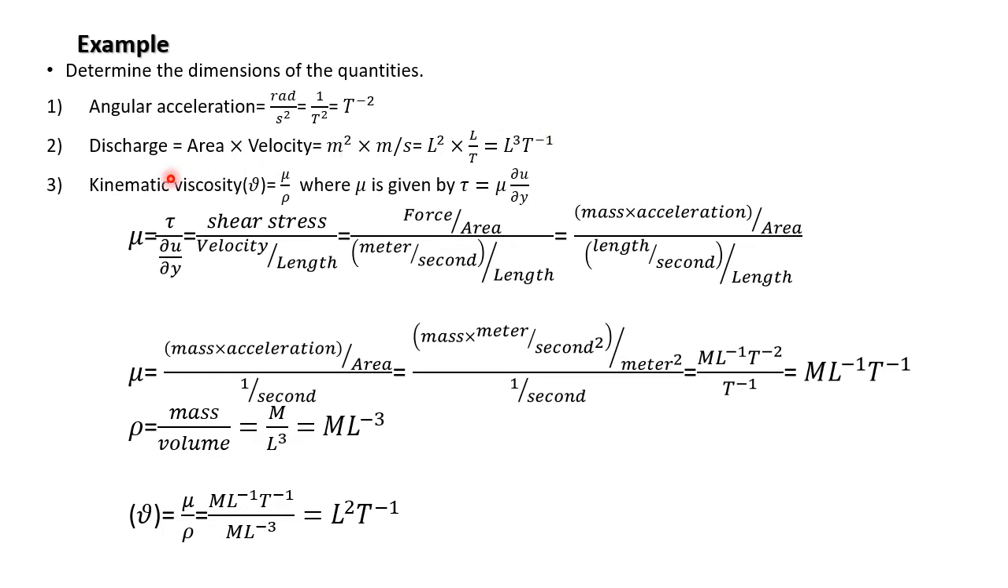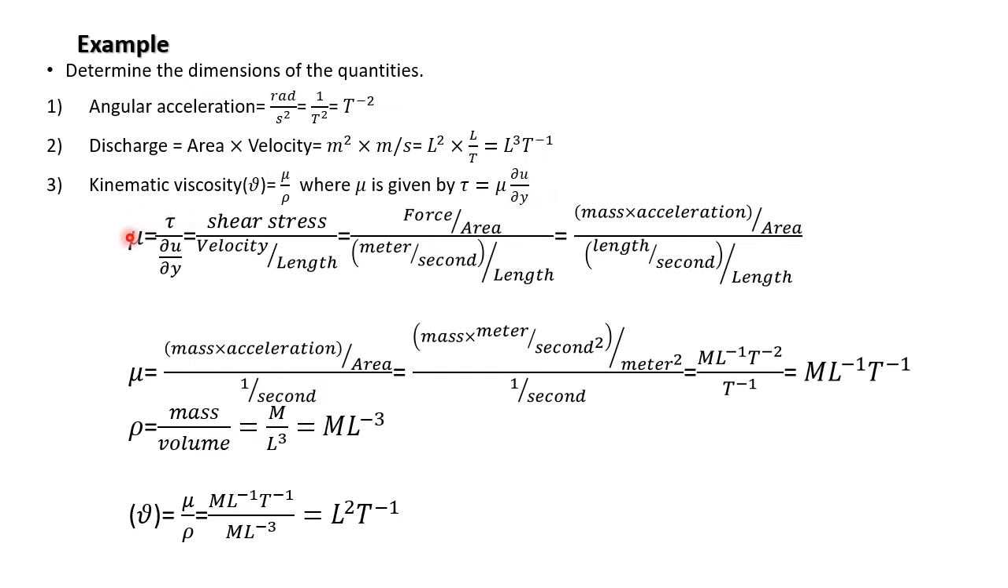Next, let's take up one more quantity, that is kinematic viscosity. Kinematic viscosity is dynamic viscosity divided by density. Dynamic viscosity is denoted by symbol mu. How did we get this mu? We got this mu from the viscosity expression, tau is equal to mu dou u by dou y, where tau is shear stress and dou u by dou y is velocity gradient, where u represents velocity and y represents length.